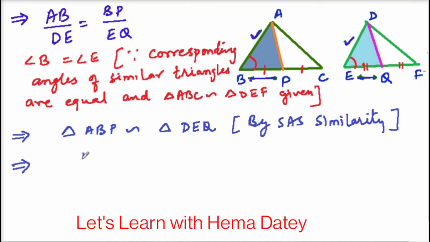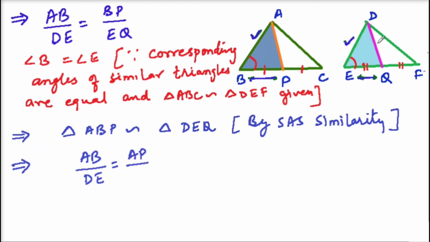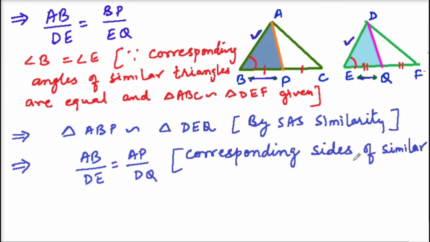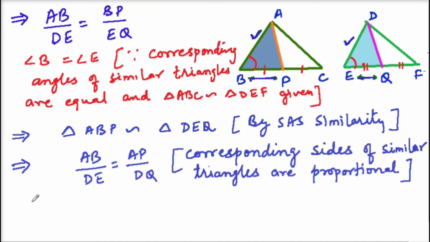So we can write AB upon DE equals AP upon DQ. And what's the reason? The reason is the corresponding sides of similar triangles are proportional.